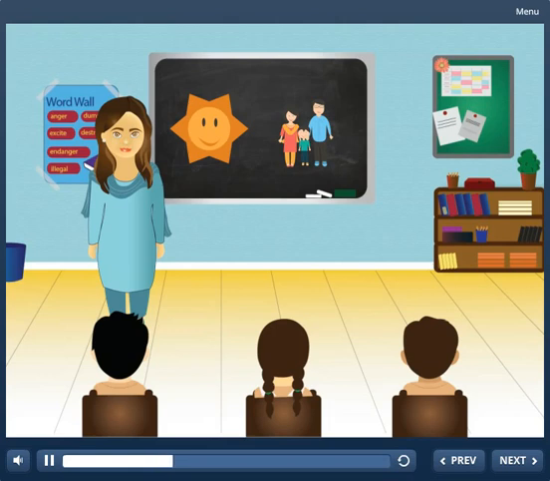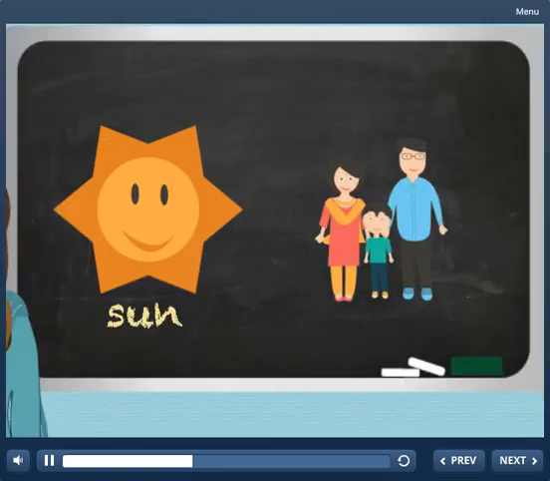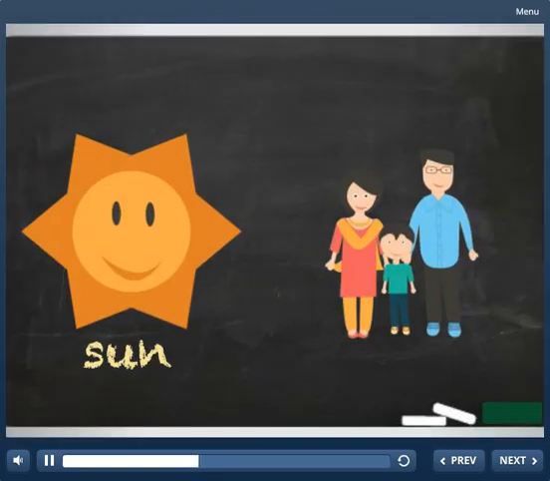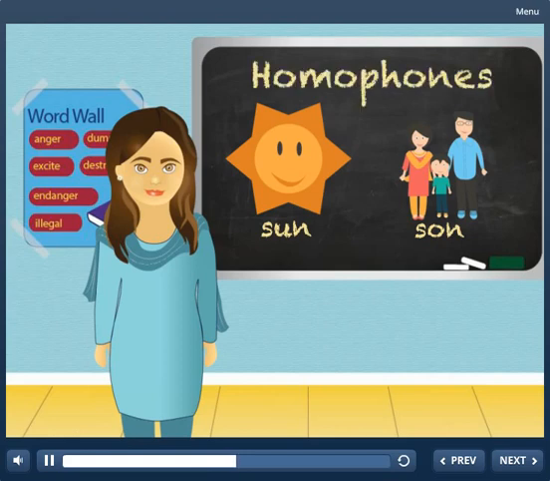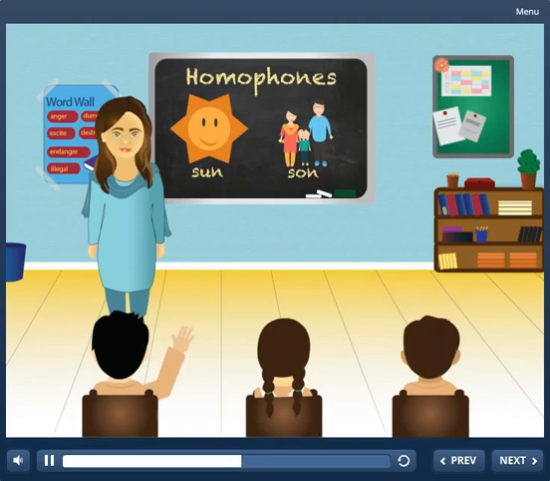Teacher, just joking. You see, the word sun has two different meanings. We can mean sun or we can mean son, S-O-N, as in a boy child. There are many sets of words where two or more words sound the same but they have different meanings and spellings. We call such words homophones.